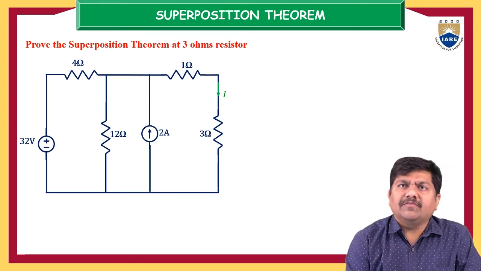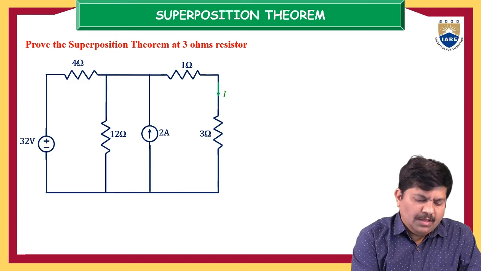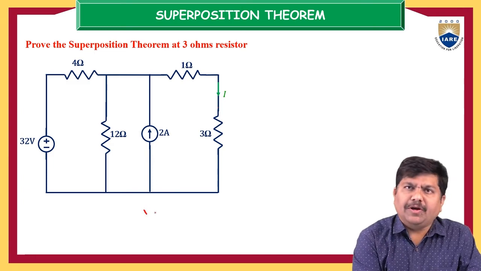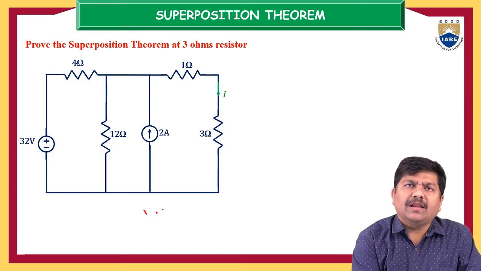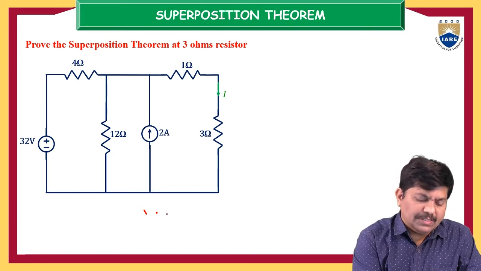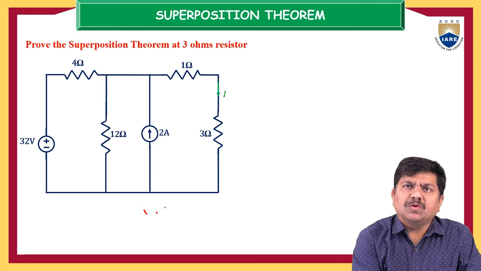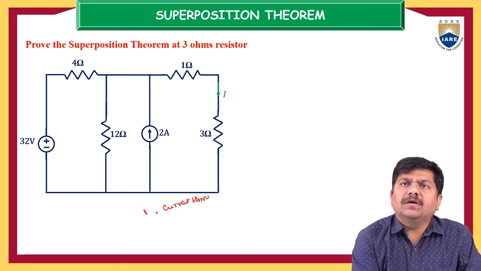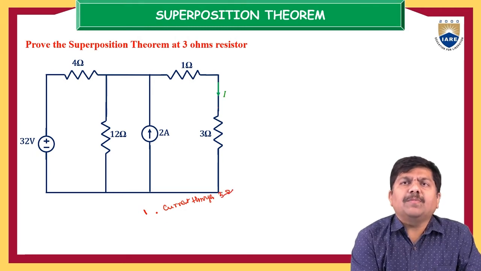So in this electrical network we are going to use the fundamental laws. First point is the fundamental laws. With the help of fundamental laws I am going to determine the current flowing through that 3 ohm resistor. So that is the first point: the current through the 3 ohm resistor, with the help of fundamental laws.